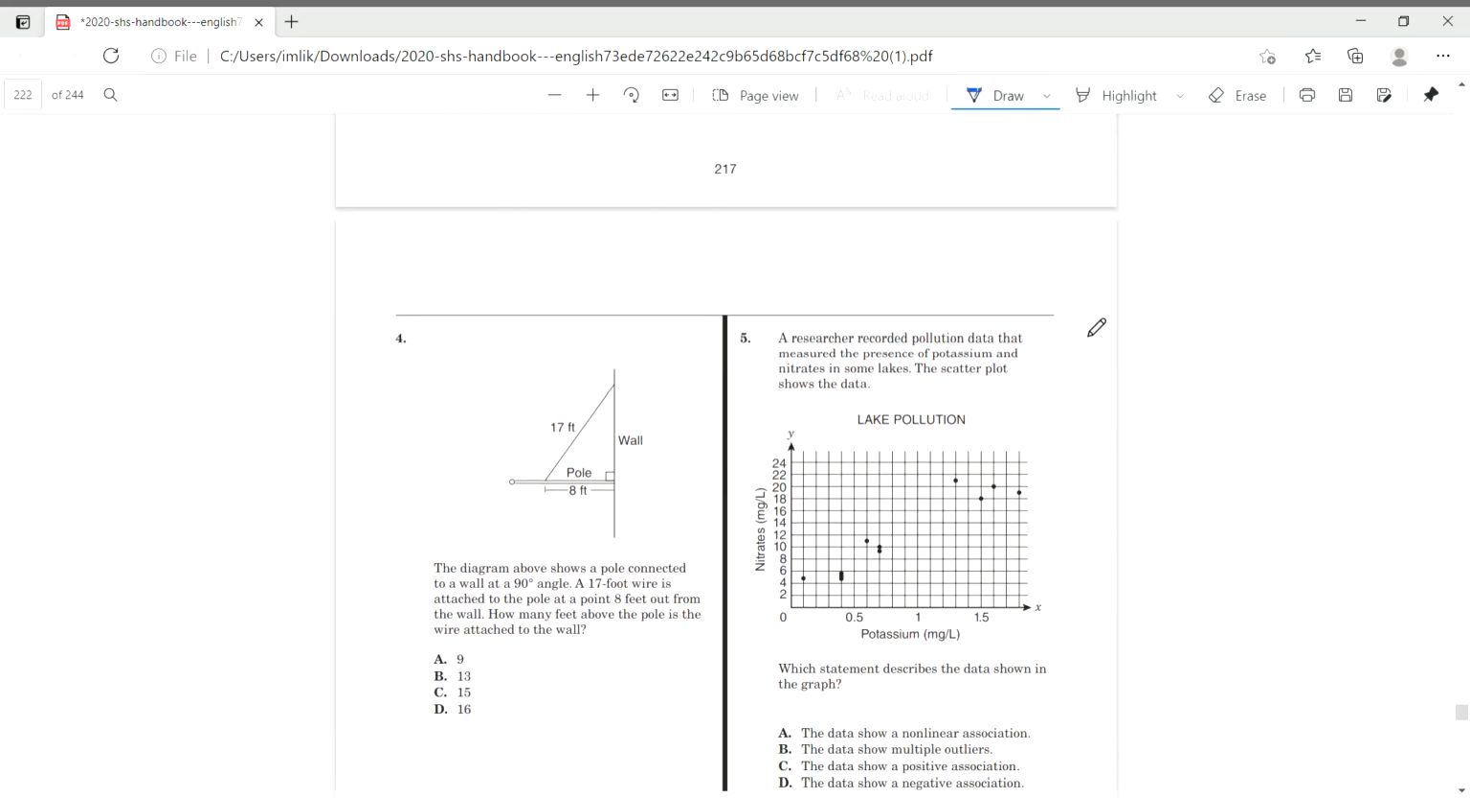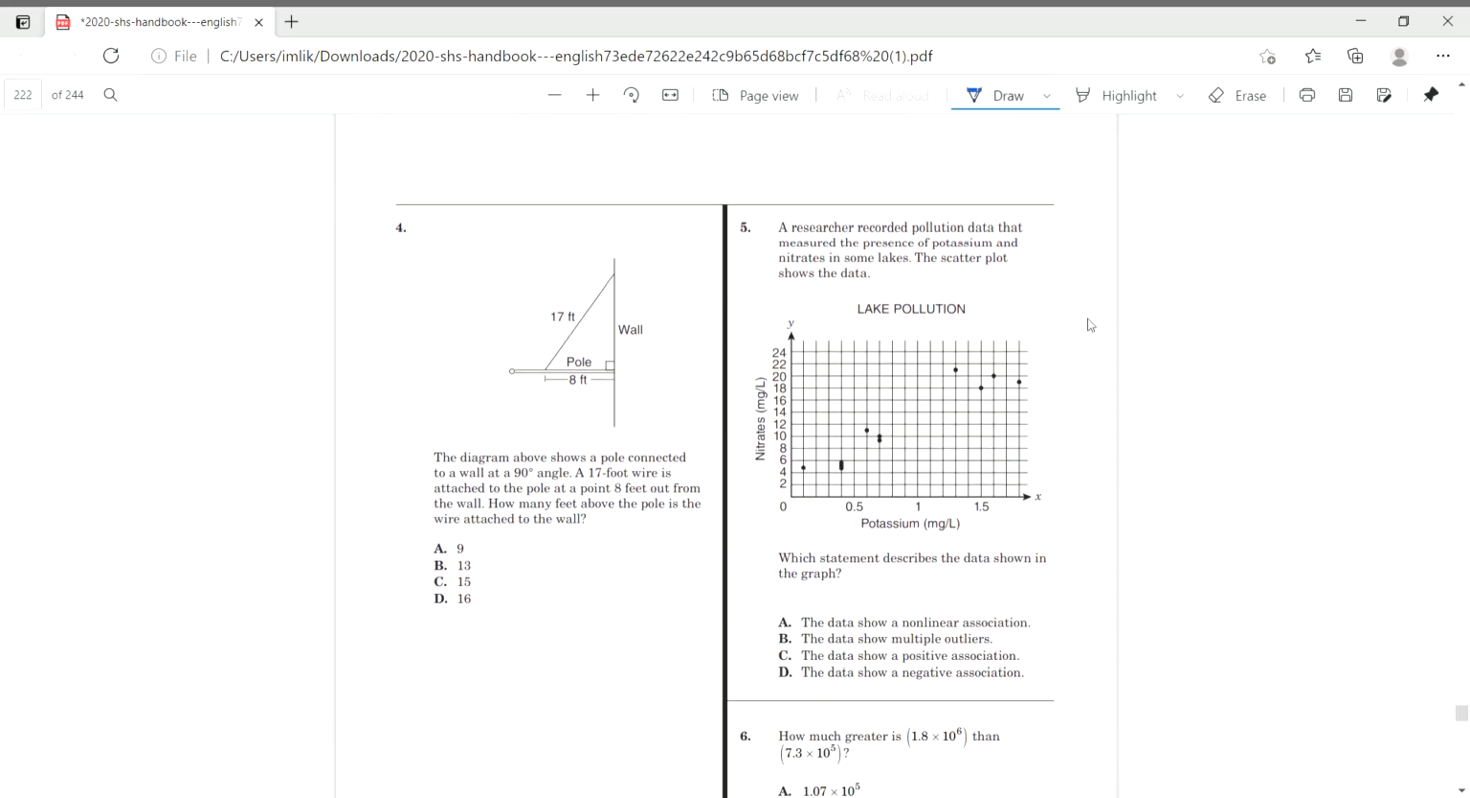Number 4. The diagram shows a pole connected to a wall at a 90-degree angle. A 17-foot wire is attached to the pole at 8 feet out from the wall. How many feet above the pole is the wire attached to the wall?